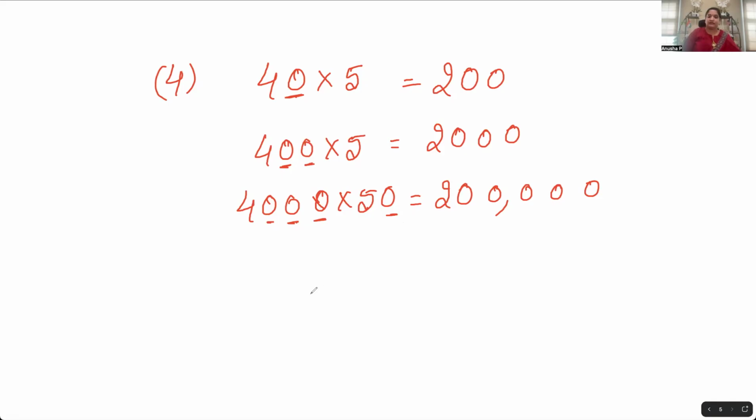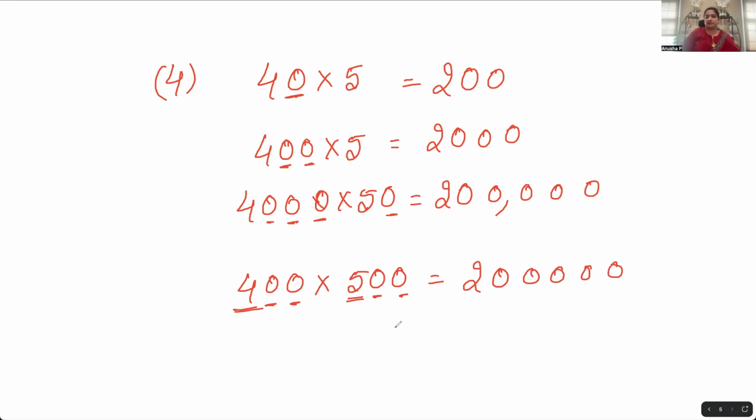Again, tricky question now. If we want to do 400 times 500, what will you do? First, do the regular multiplication. 4 times 5 is 20. Count the number of zeros from both the numbers now. So 1, 2, 3, 4. We'll add 4 zeros. So again, it is 200,000.